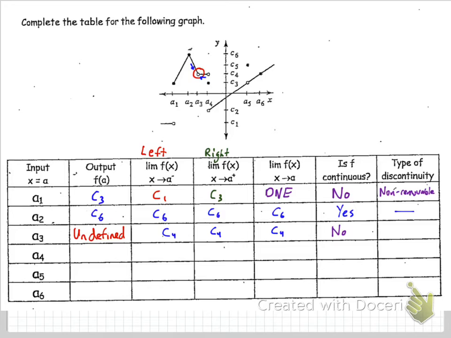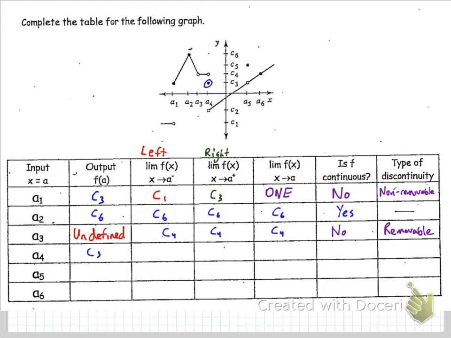So what is the type of discontinuity? Well, if you simply plugged that in, then you would have a continuous function. So it is a removable discontinuity. Remember, a removable discontinuity is just a hole. So you can say, oh, there's just a hole at that point, so it's removable.